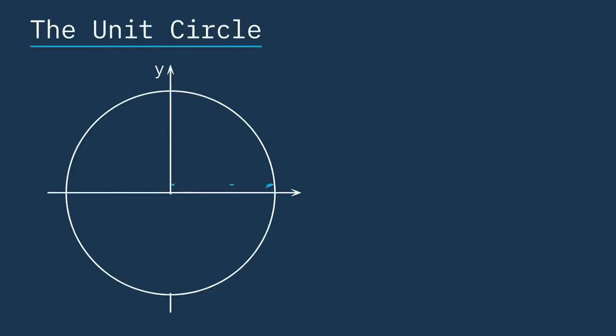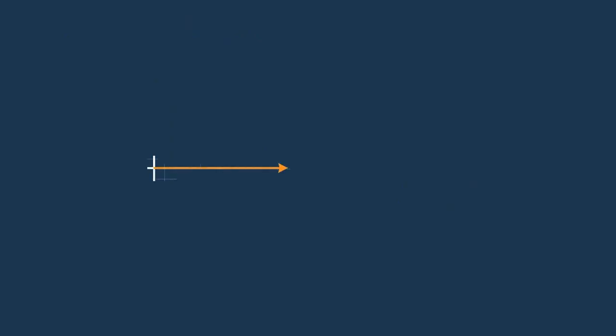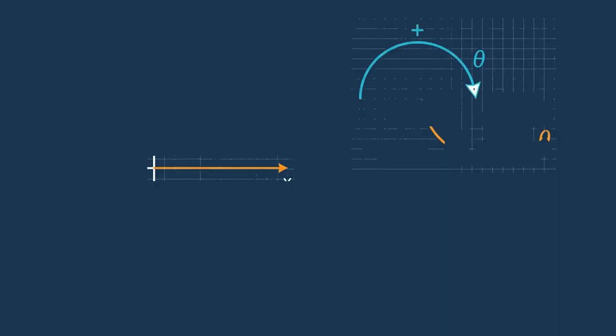Start with the unit circle itself. It's a circle centered at the origin with radius 1, so every point on it satisfies x squared plus y squared equals 1. Nothing trigonometric yet, just geometry. Now fix an angle. Place its initial side on the positive x-axis, then rotate by an amount theta. Counterclockwise is positive, clockwise is negative.